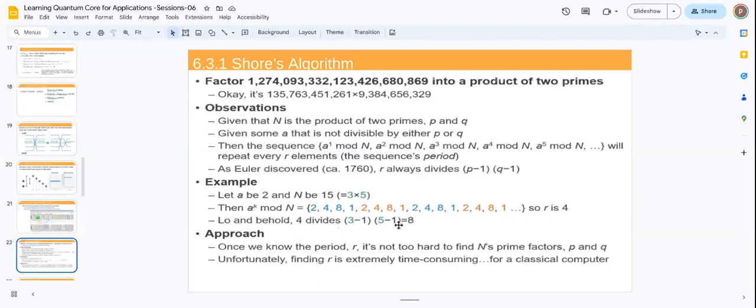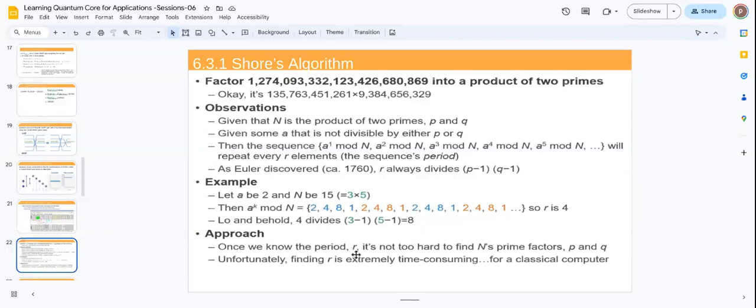So what we have done is 3 minus 1, 5 minus 1. So 4 divides 3 minus 1 and 5 minus 1. So 3 into 5. You take whatever prime factors you are going to get, p and q. So p into q is your number, let's say. So p minus 1 into q minus 1 gives you 8, which is divisible by 4. So the repeat factor is the period r in this case.